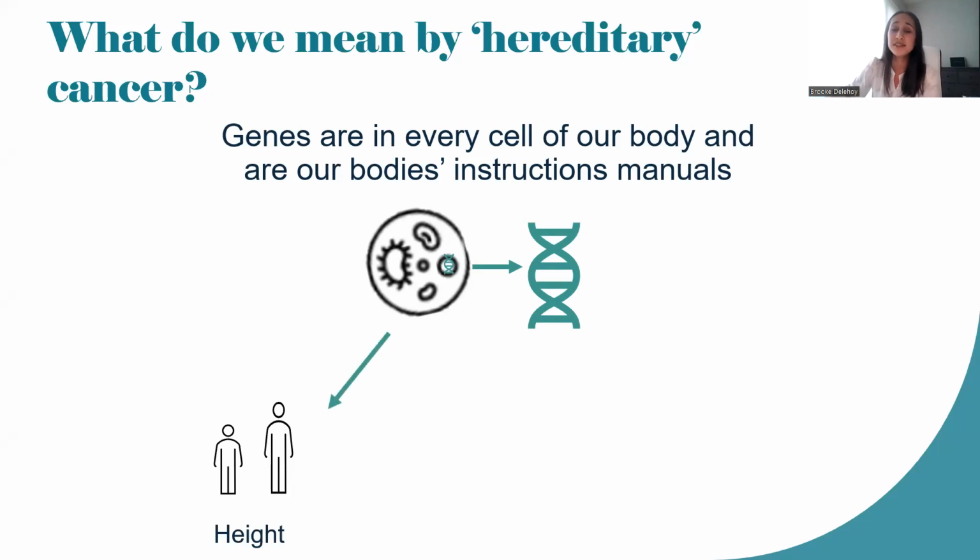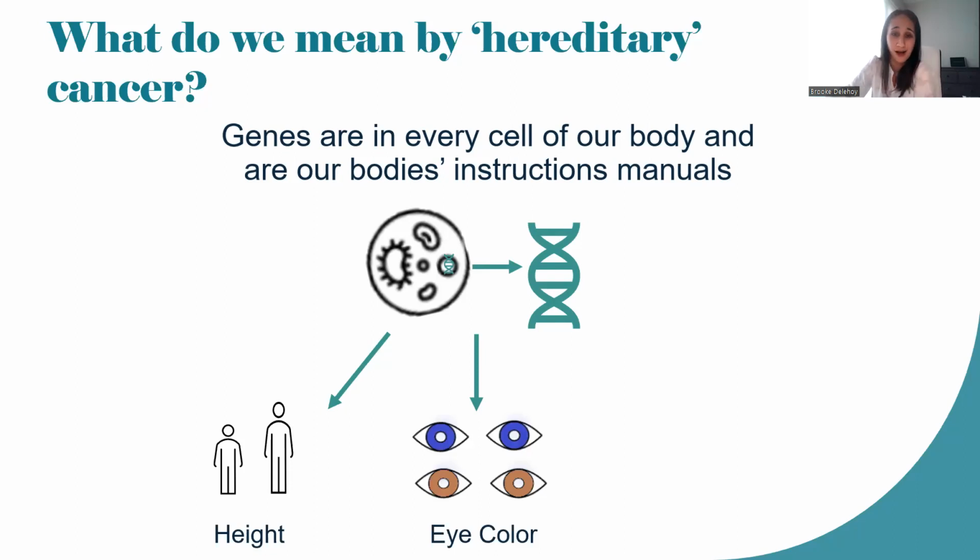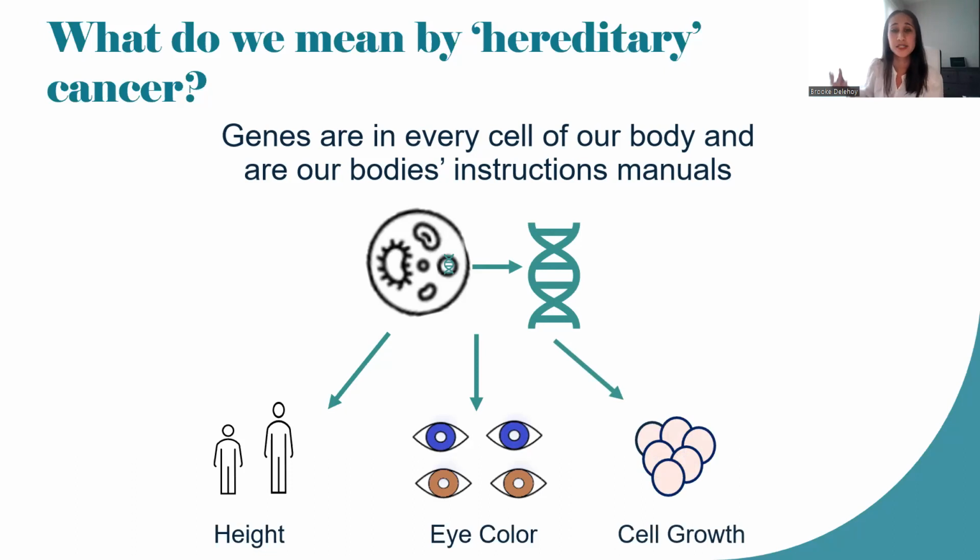There are some genes that can relate to how tall we are, how short we are, other genes that can affect the color of our eyes, and other genes that can actually play a role in how our cells grow in our body. And if there is a genetic mutation, meaning something goes wrong, something isn't coded correctly in one of those genes, then maybe our cells' growth goes out of control.